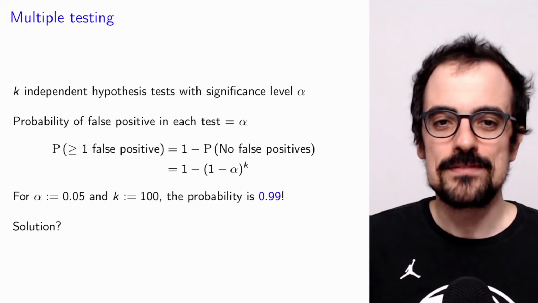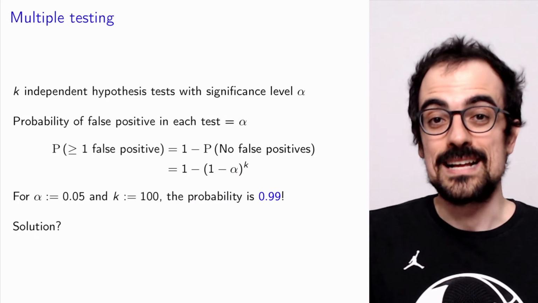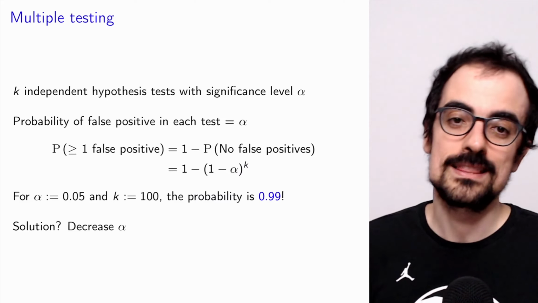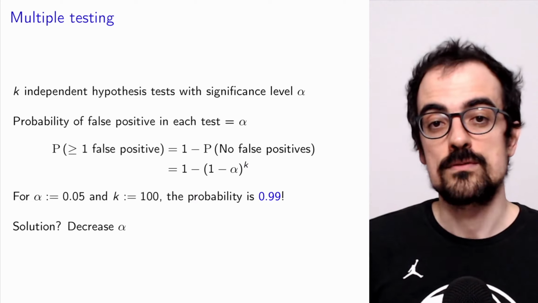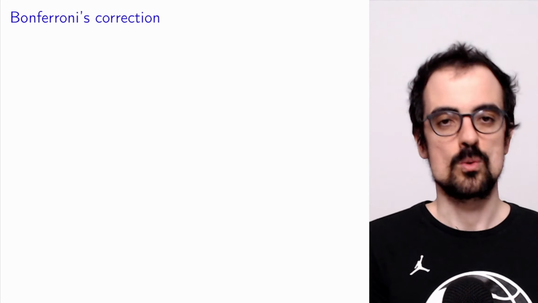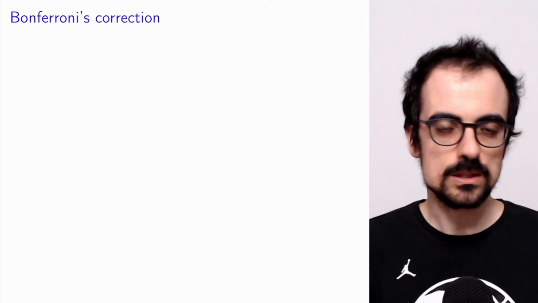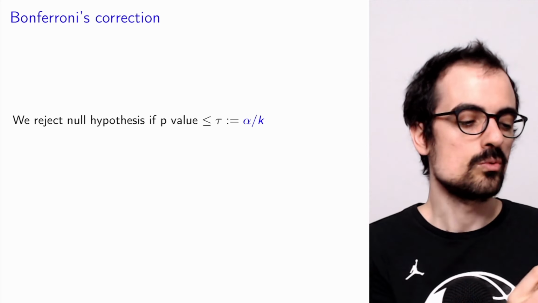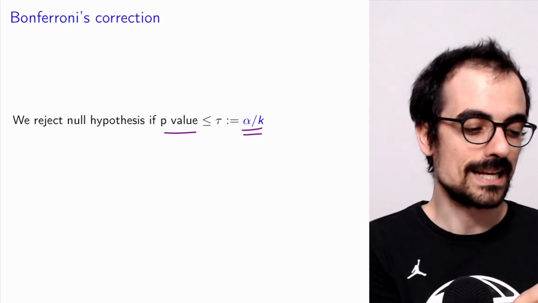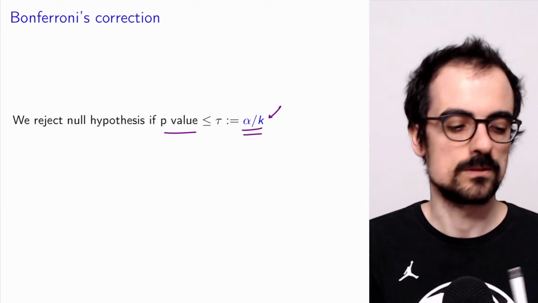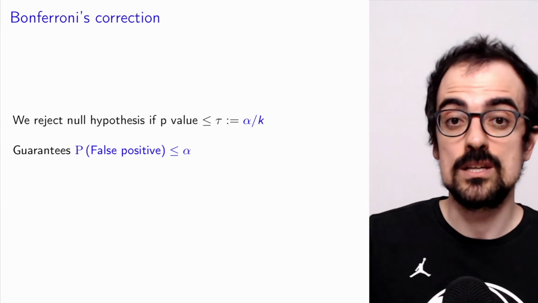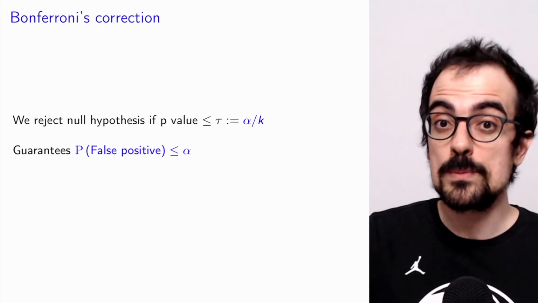What solution can we find for this? Well, we can decrease the threshold on the p-value to ensure that the probability of one false positive stays small. This is called Bonferroni's correction. We explained this in more detail in the video on multiple testing, but the point is that we reduce the threshold on the p-value to alpha divided by k, where k is the number of tests that we're carrying out. This guarantees that the probability of a false positive is going to be bounded by alpha.